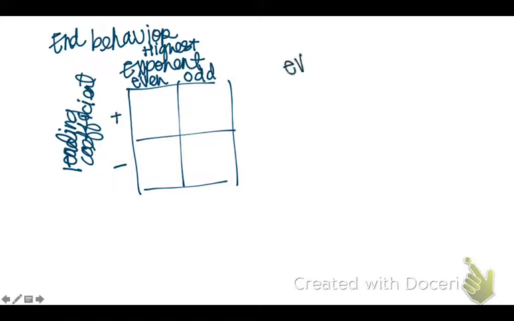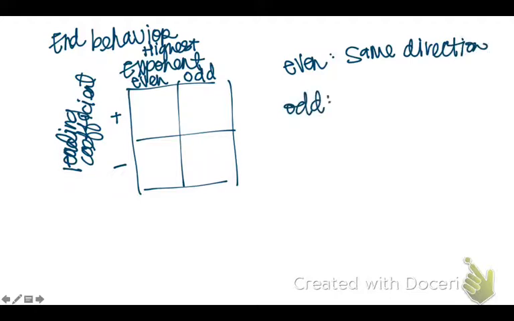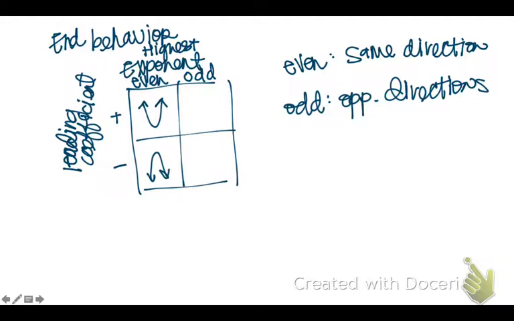Okay, even means that the ends are going in the same direction. And odd means they're going in opposite directions. So if it's even and positive, they're both going up. If it's even and negative, they're both going down. If it's odd and positive, it ends positive, which means it starts the other way. If it's odd and negative, it ends negative, which means it starts the other way.